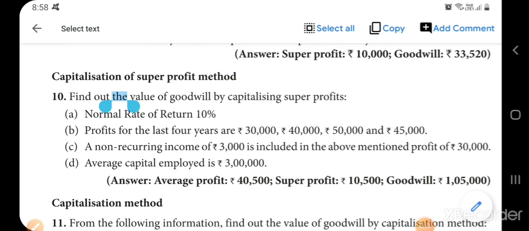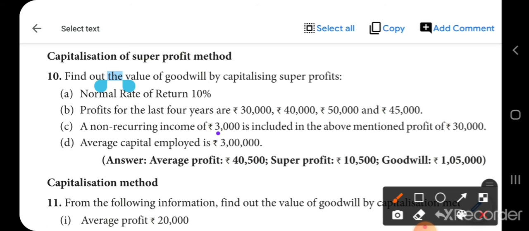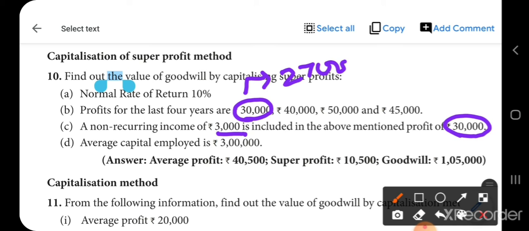Exercise 10. Find out the value of goodwill by capitalizing super profits. Normal rate of return is given. Profits for 4 years are given. Non-recurring income of 3,000 is included in the profit of 30,000. So in this 30,000, 3,000 non-recurring income is included. When non-recurring income is given, what adjustment should you make? You should subtract it from this 30,000. So the profit for the first year will be 30,000 minus 3,000, 27,000.